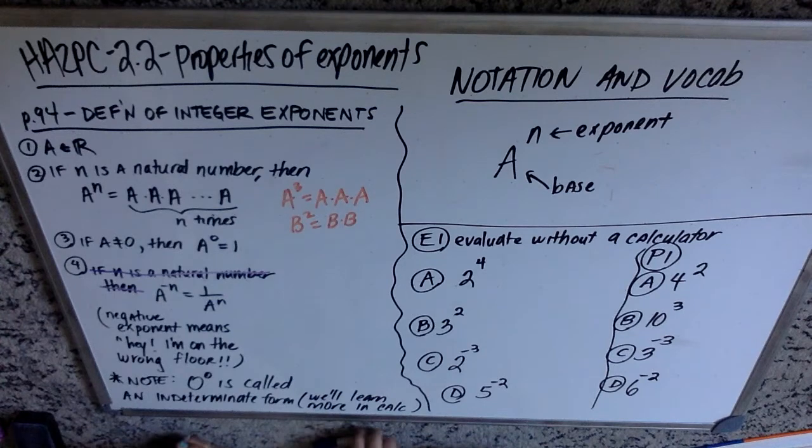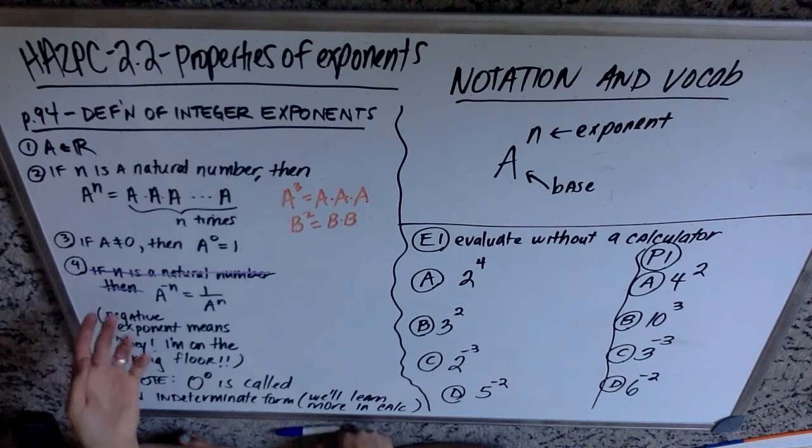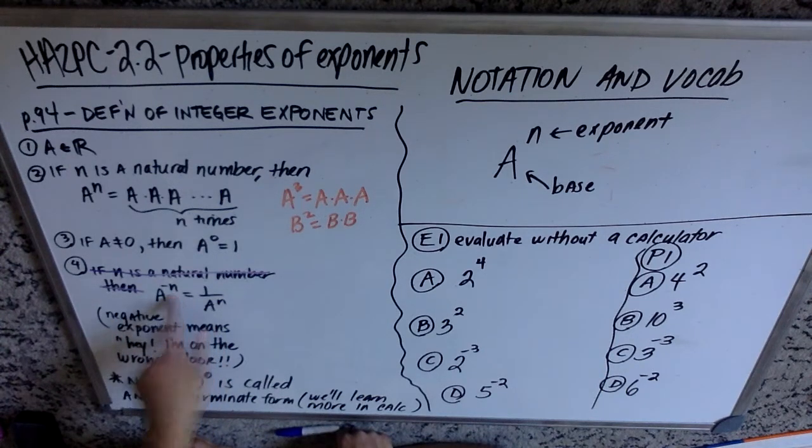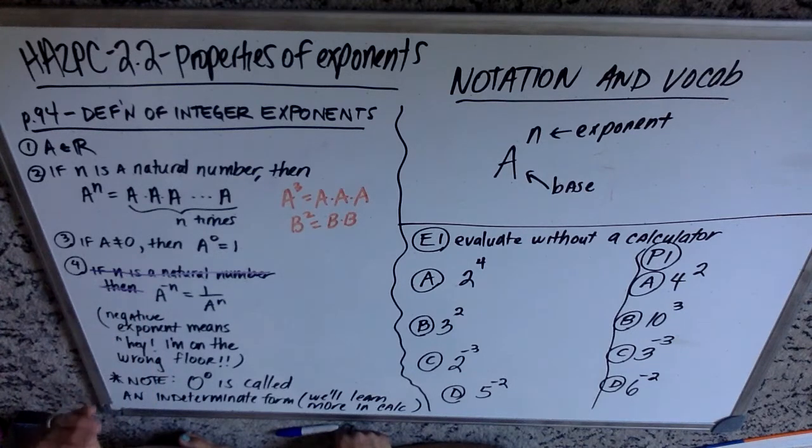The way I always memorize a negative exponent is, it's like this guy saying, hey, I'm on the wrong floor. So a to the negative n shouldn't be on the top. He should flip down to the bottom, and he becomes a to the n. So let's walk through example 1 and P1.